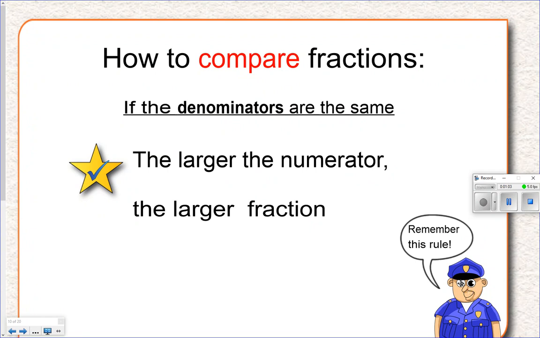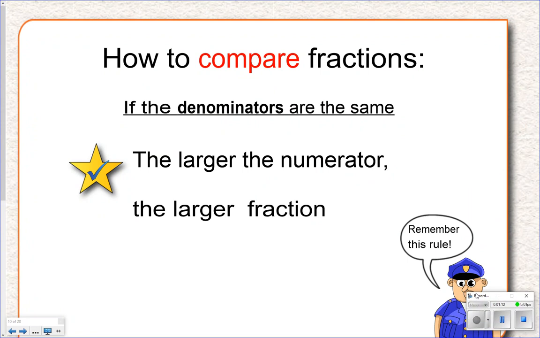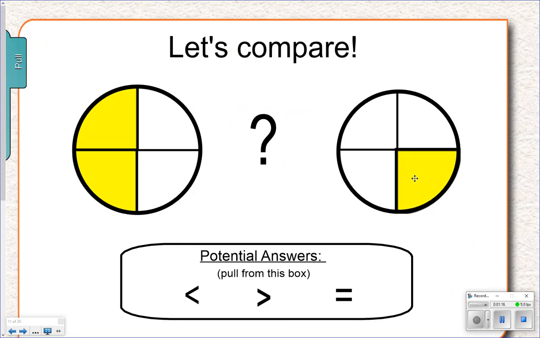Remember this rule, okay? Don't forget it. If we have the same down number in two fractions, the larger numerator is the larger fraction. Here let's compare these two fractions. What is this fraction? We have 4 parts and 2 parts colored, so this fraction is 2 over 4.